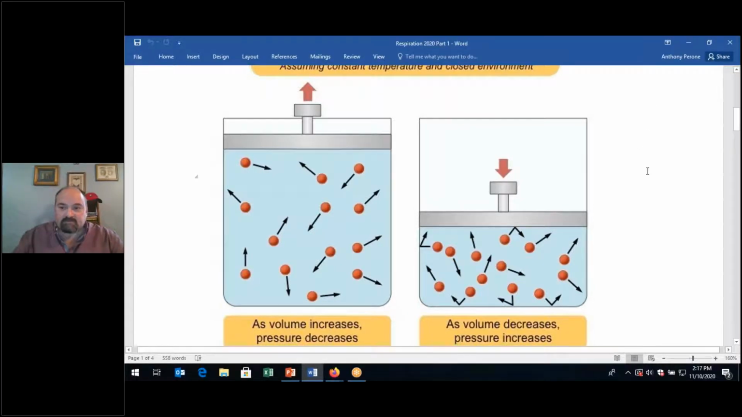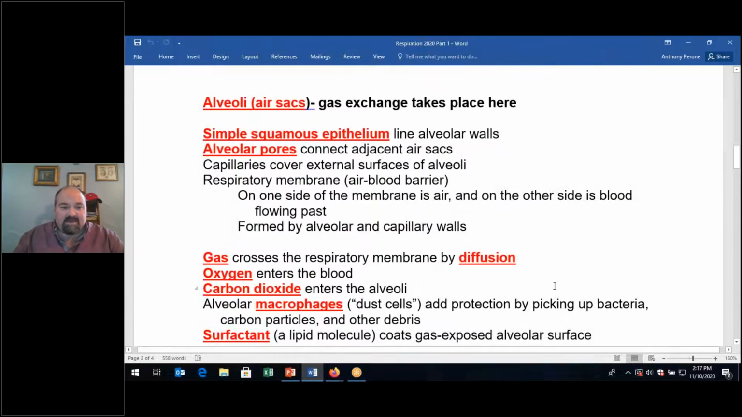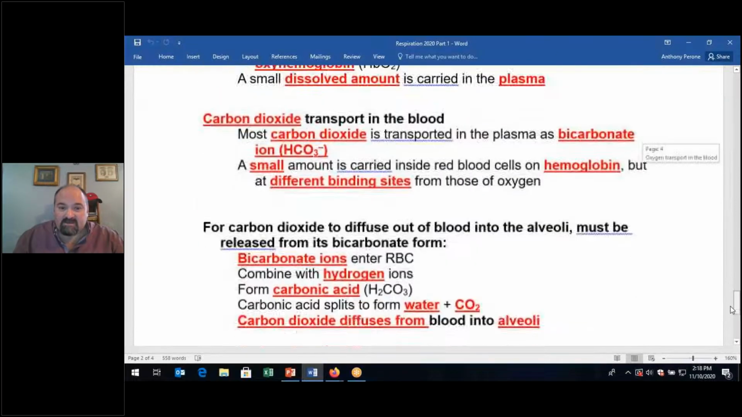Okay, so it's very important to get that concept and to know that this structure right here, the alveoli, these are air sacs. This is where the gas exchange takes place between the lungs and the cardiovascular system, the tiny capillaries that actually surround these air sacs. Let's see if I have a picture on here.